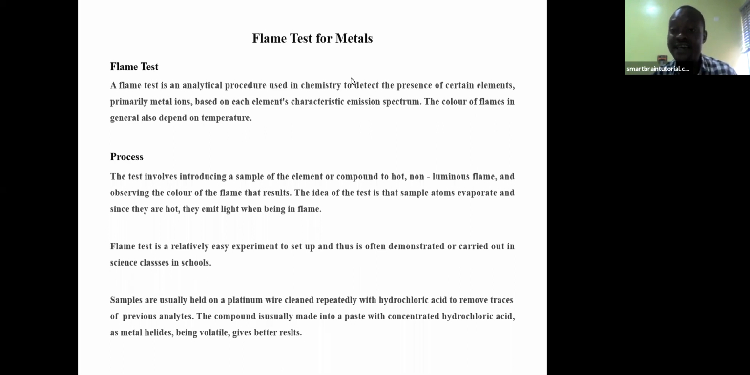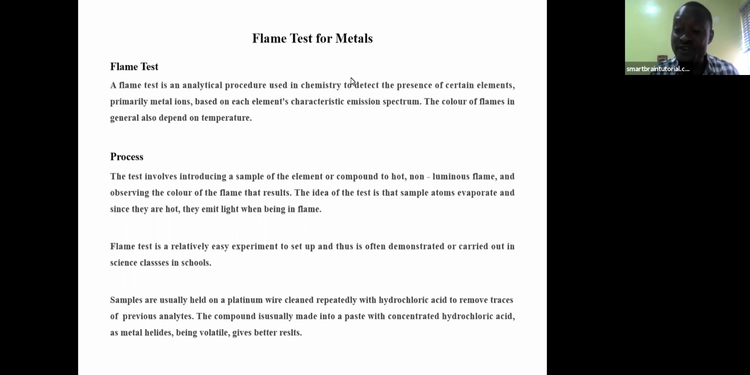Samples are usually held in a platinum wire, cleaned repeatedly with hydrochloric acid to remove traces of previous analytes. Now, if a particular platinum wire has been used for several experiments, you have to clean it with concentrated hydrochloric acid, so you remove samples of the previous element that was tested.